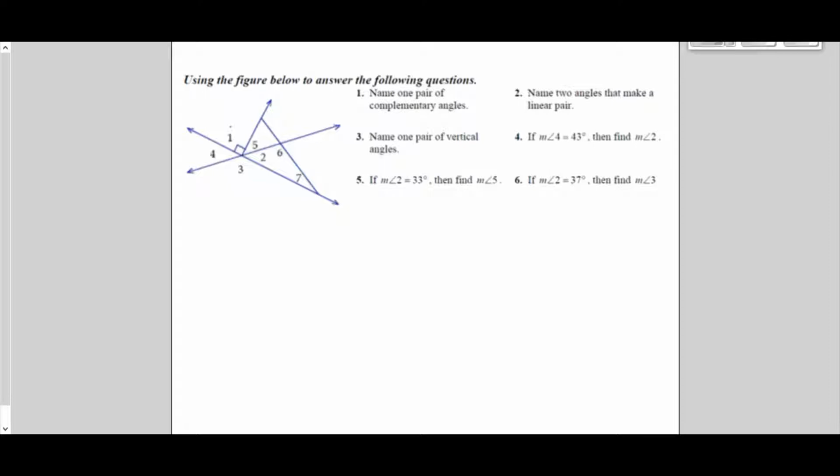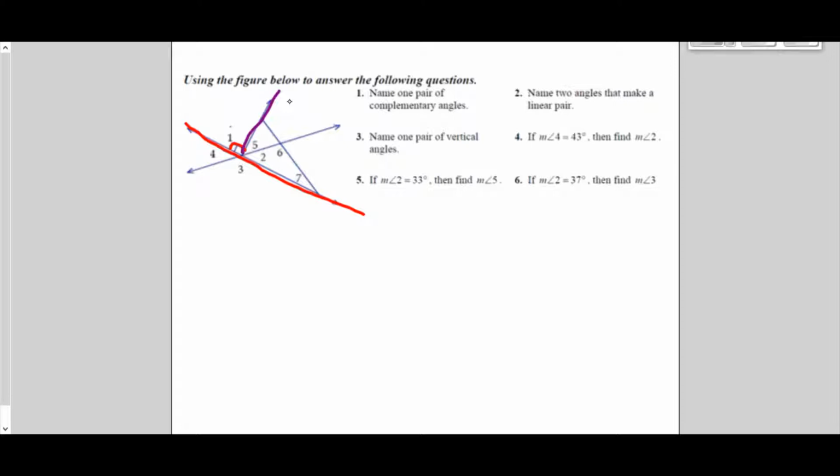The first one that we're going to go over is to name a pair of complementary angles. So remember, complementary angles add up to 90 degrees. If I'm looking at my diagram, I notice there's only one right angle symbol. It's right here. So I know angle 1 is a 90-degree angle, and angle 1 forms along this line right here and has this side right here.